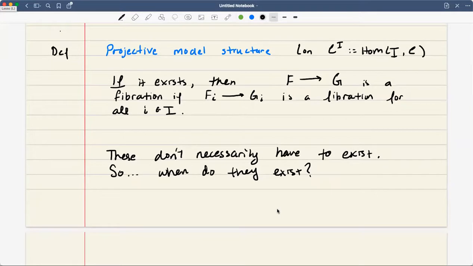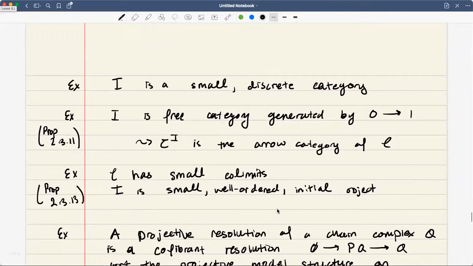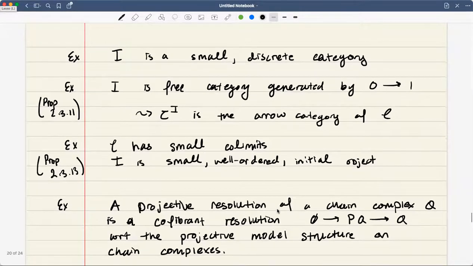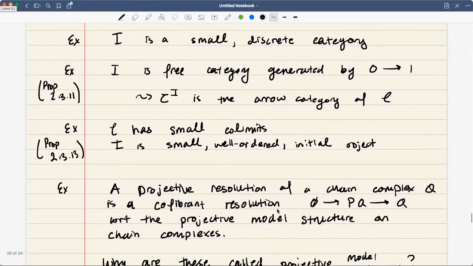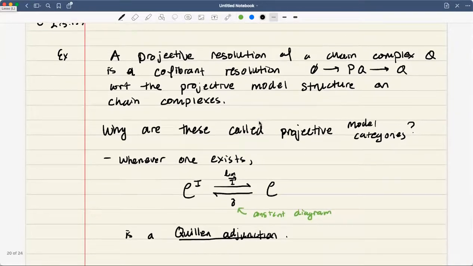They don't necessarily have to exist. When do they exist? Okay, here's a bunch of examples when they do exist. Error categories, small discrete categories, condition on C and I.